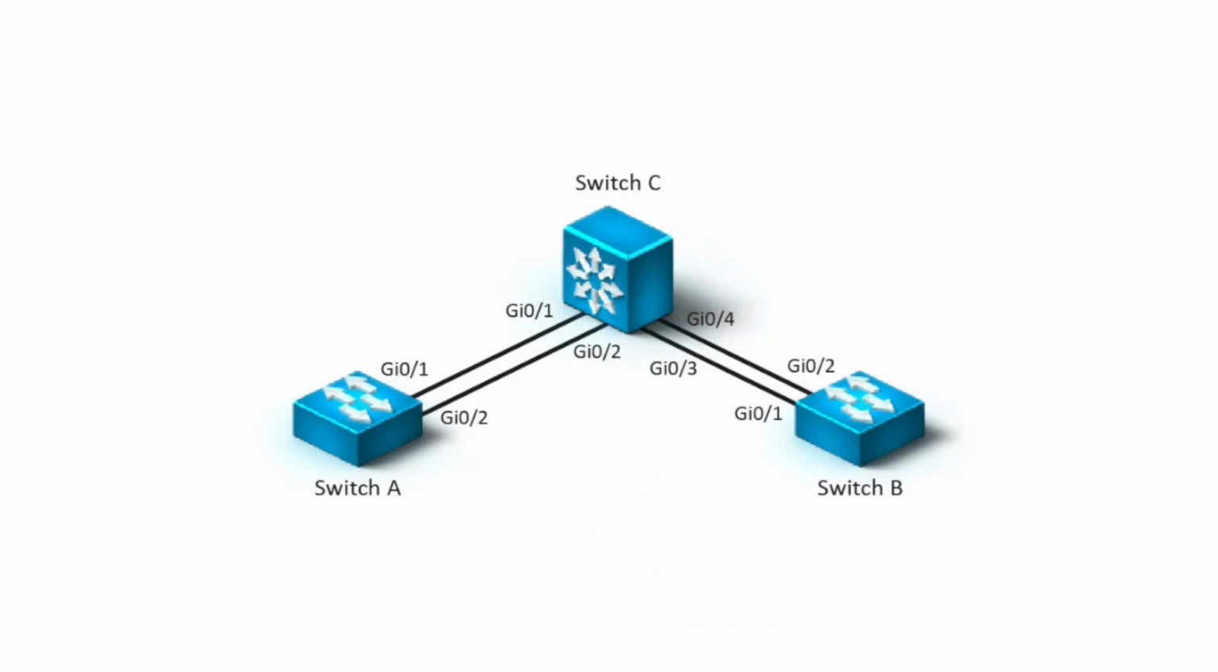In this demo, we'll configure EtherChannels between Cisco switches. In the exhibit, we have 3 Cisco switches, switch A, B, and C. Switch A and B are considered access switches. They will serve as endpoints, workstations, IP phones, and stuff like that.